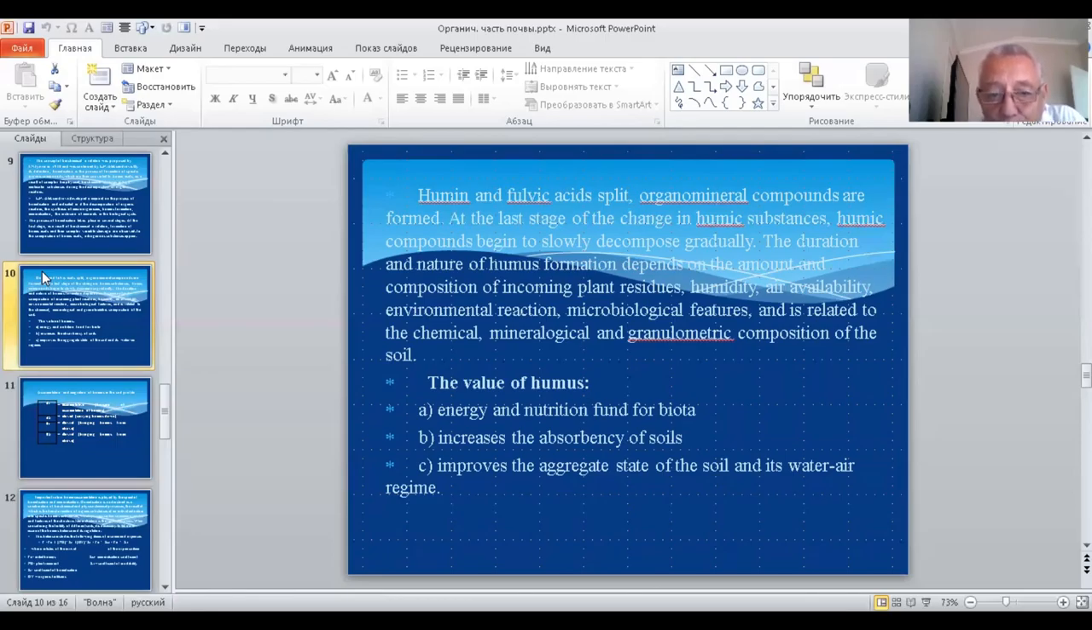The value of humus: A, energy and nutrition for biota. B, increases the absorbency of soils. C, improves the aggregate state of the soil and its water-air regime.